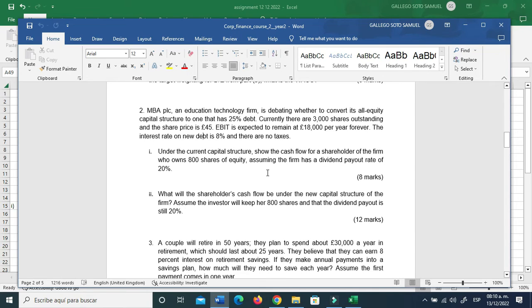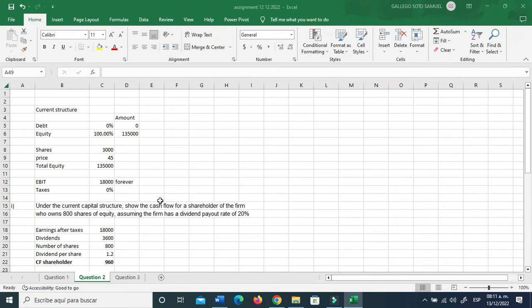Okay, so under this, if you have a person who owns 800 shares of equity, assuming that the firm's dividend payout rate is 20%, we're supposed to be finding the cash flow for the shareholder.